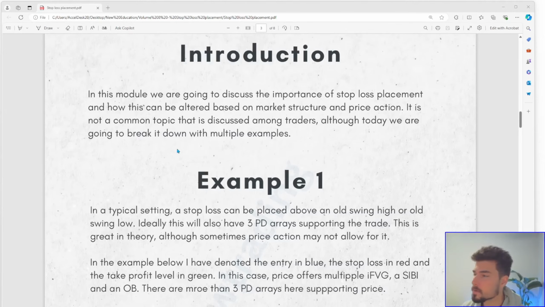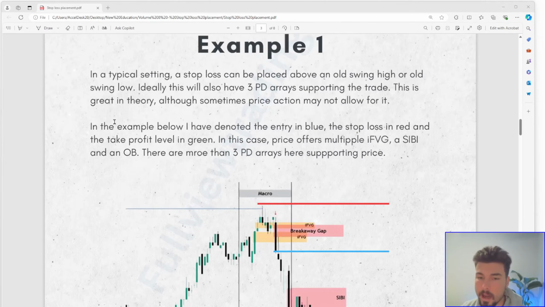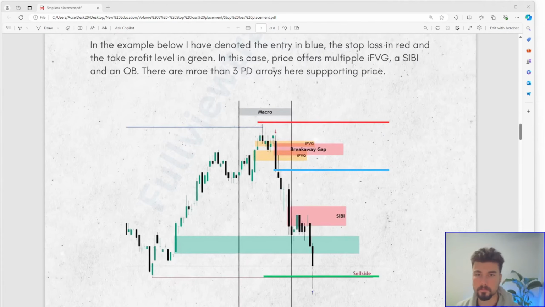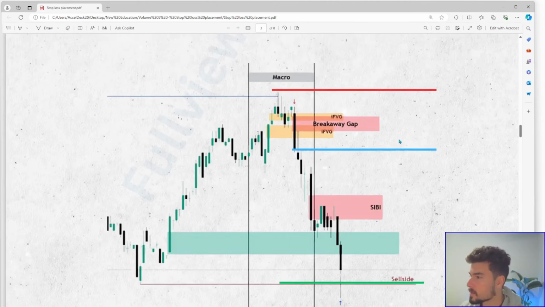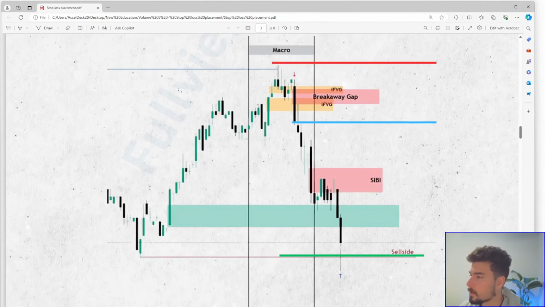And again, I just want to go through multiple examples. We'll get straight into the first example here and we'll have a look at what price action is doing. So just so you guys can see, if we zoom in a bit, the blue line represents my entry, right? The red line represents my stop loss and the green line represents my take profit level.